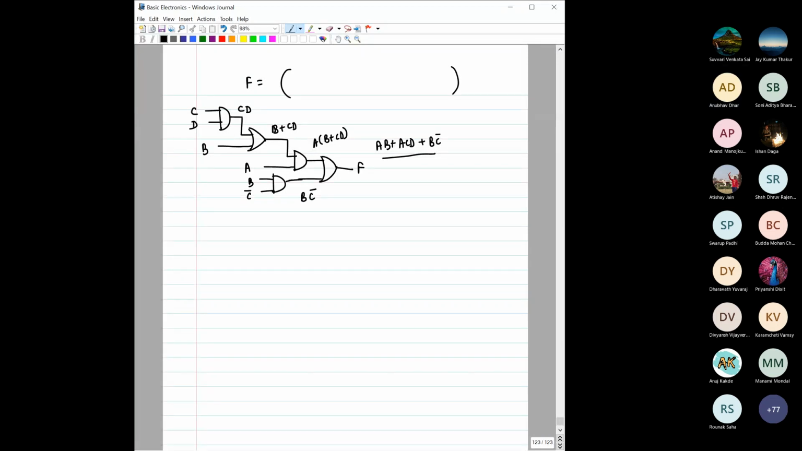Yes, sir. So suppose this is the expression that is given and you have to implement it. You can implement it first using the known gates. Now you take each gate and replace it using the NAND design, each of the gates.